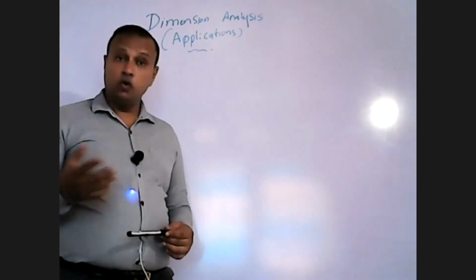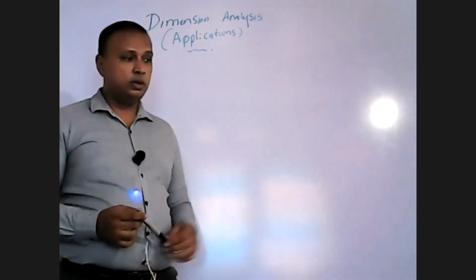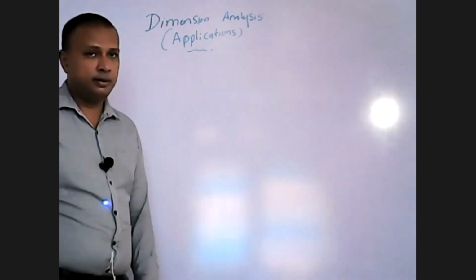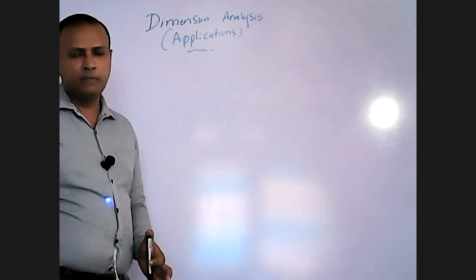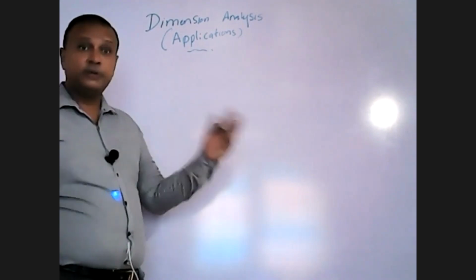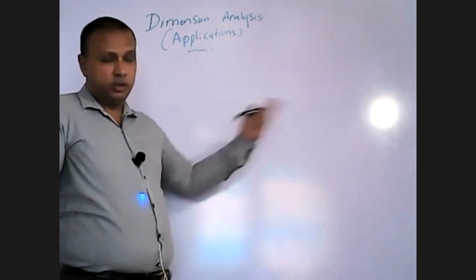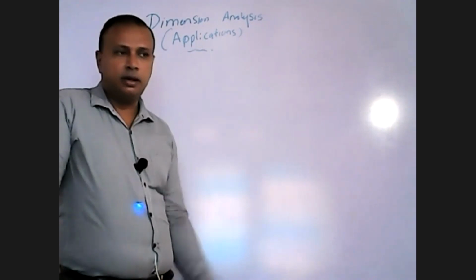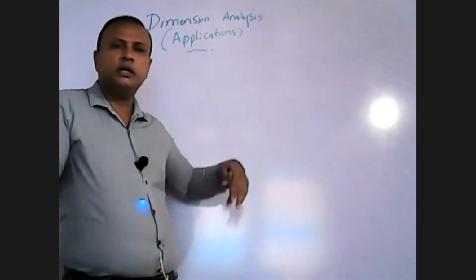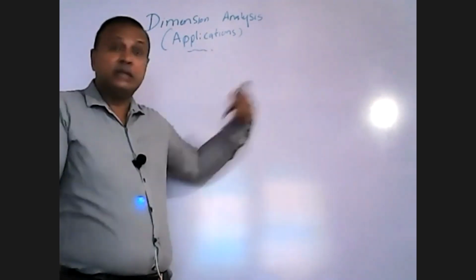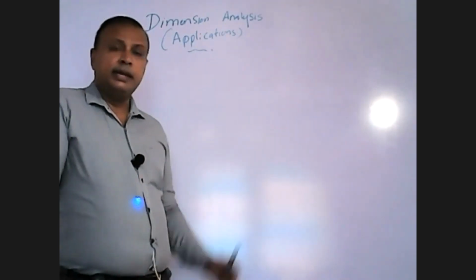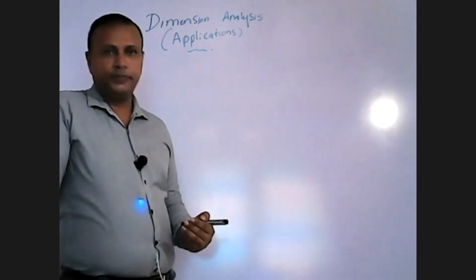Then we can use dimension analysis to determine the SI unit of a derived physical quantity, or we can use it to convert an SI unit to another suitable scale, that means millimeter to centimeter or meter to kilometer. We can convert SI units to suitable scales using dimensions. So those are the kinds of applications we have discussed.